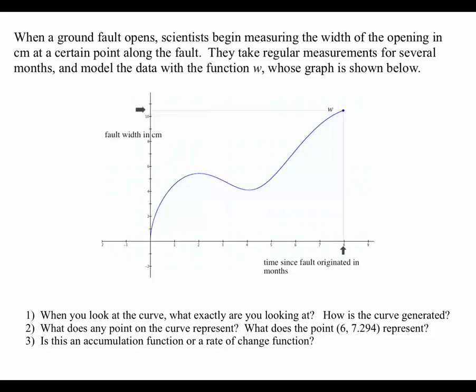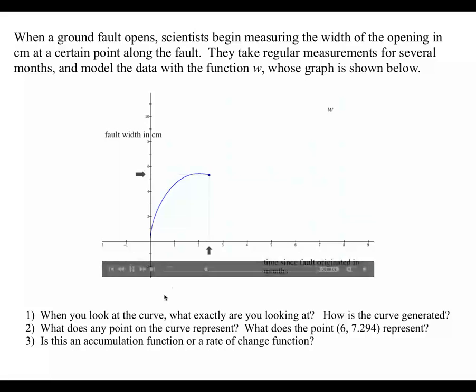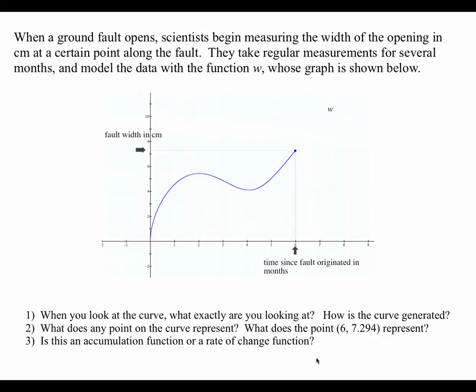What does the point 6, 7.294 represent? See if I can get it on there. What does the point 6, 7.294, the point that I've stopped the animation at, what does it represent? Tell the person next to you. This is not a trivial question. It's really important.